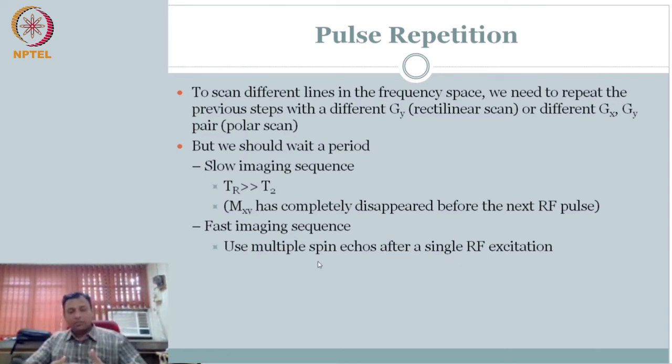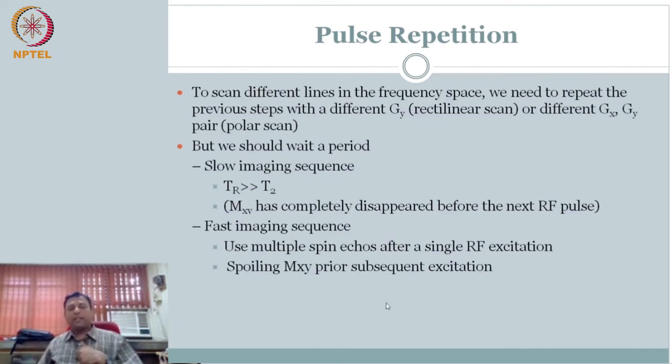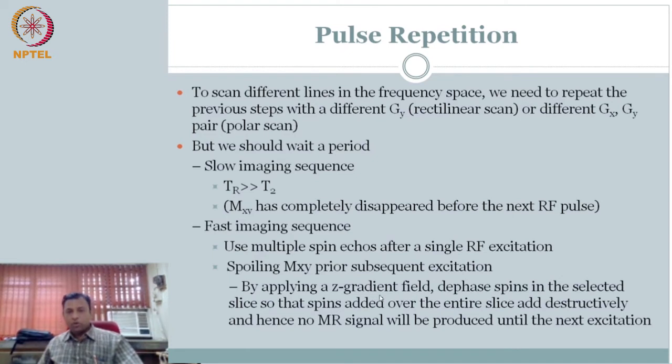If you don't get anything from the volume, there is no point in X and Y. So I spoil the signal. How do I spoil the signal? We got the focusing pulse by applying a Z gradient. Now apply another Z gradient, and you will spoil it. So spoiling MXY prior to subsequent excitation is an important step. How do you do that? By applying what is called a spoiler pulse, or spoiler, which in this sense is a Z gradient. So it will dephase the entire slice volume that you have.